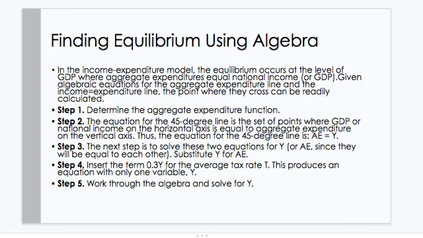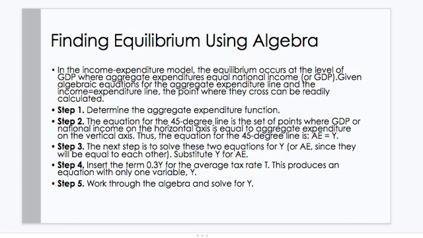Finding equilibrium using algebra. In this model, the equilibrium occurs at the level of GDP where aggregate expenditures equals national income or GDP. Given algebraic equations for the aggregate expenditure line and the income expenditure line, the point where they cross can be readily calculated. Step 1, determine the aggregate expenditure function. Step 2, the equation for the 45-degree line is the set of points where GDP, or national income on the horizontal axis, is equal to aggregate expenditure on the vertical axis. Thus, the equation for the 45-degree line is AE equals Y.